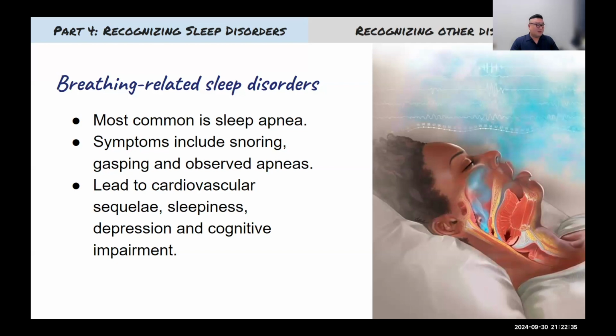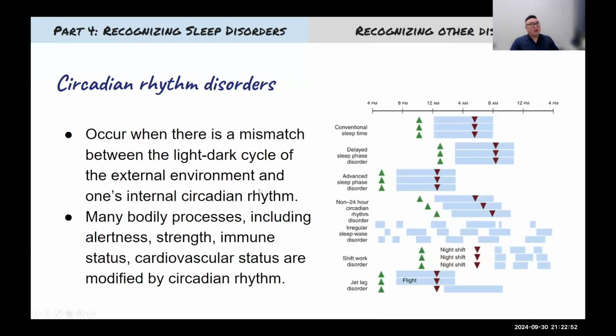Since the discovery of the glymphatic system in 2013, there's a lot of work that has been looking into the relationship between untreated sleep-related breathing disorders and potential cognitive impairment later on in life, and that is something that remains to be investigated. You might see often in patients with delirium, as an example, a mismatch between their sleep cycle and the light-dark cycle of the external environment.